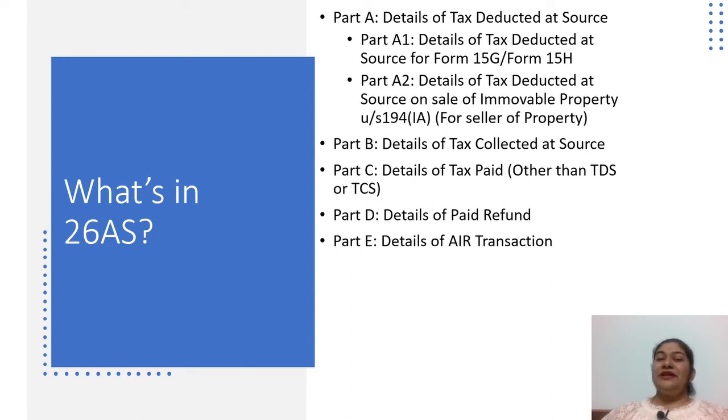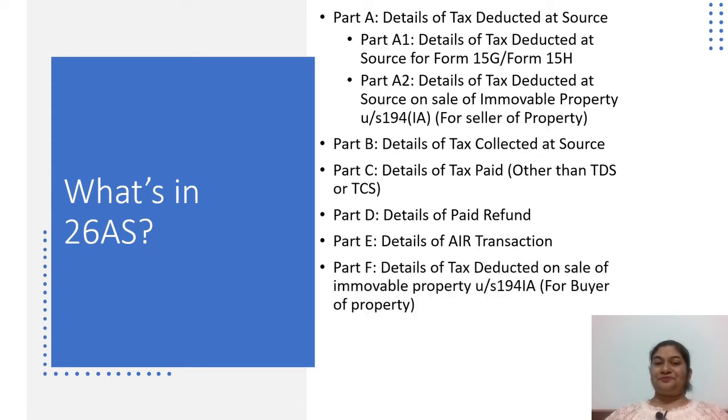Part E is details of AIR transaction. Now these are the transactions wherein the banks or any financial institutions have to report to the income tax department of the transaction after certain high value, or any mutual fund transactions or any corporate bonds which are of very high value, they have to inform those details to the income tax department. So if you are coming under that, those details will be reflected in Part E.